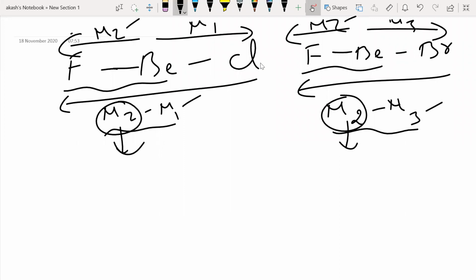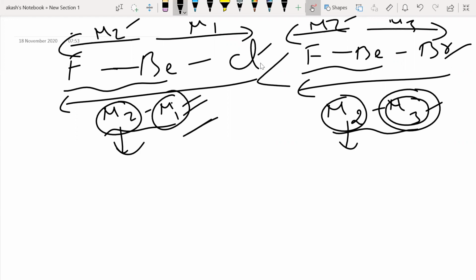Is it not? So when I compare mu1 and mu3, obviously mu3 is lesser because it's Br, which is less electronegative, whereas chlorine is more electronegative, so more dipole moment will be there. So obviously the subtracted value is lesser in this case. The subtracted value mu3 is lesser, so obviously the dipole moment of BeF and Br is higher.